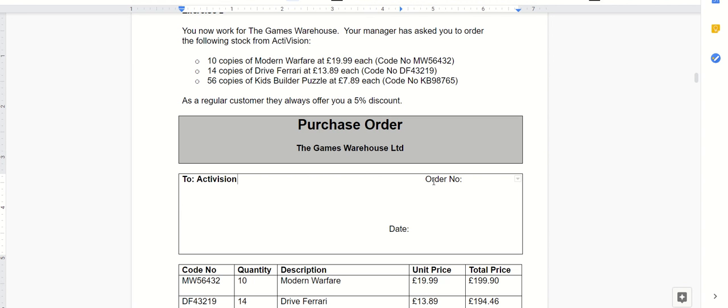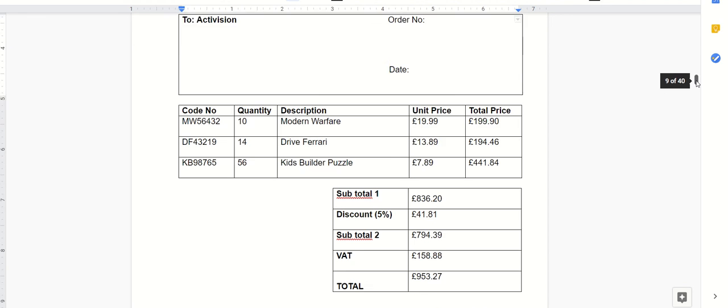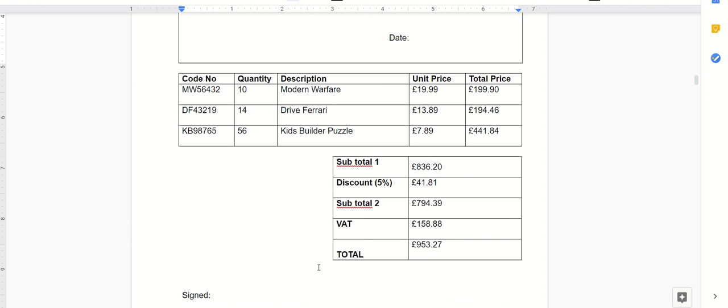There's nothing else on there. There's no order number, no date. Put today's date in if you want. But obviously that's the only information I've been given there. So that's how to do that purchase order with all the weird discounts and VAT being added as well.